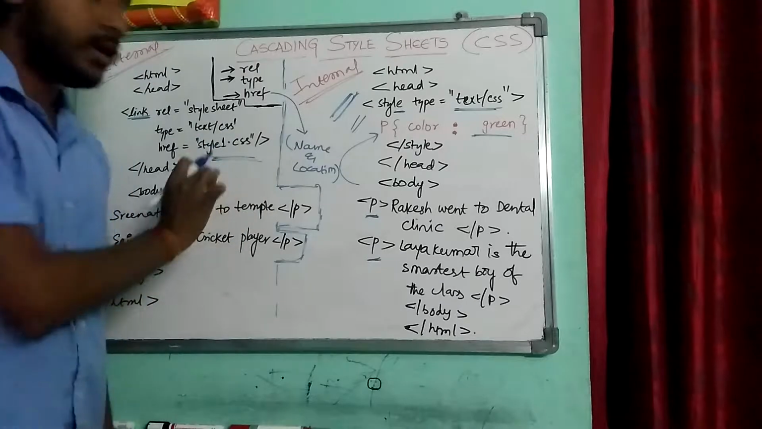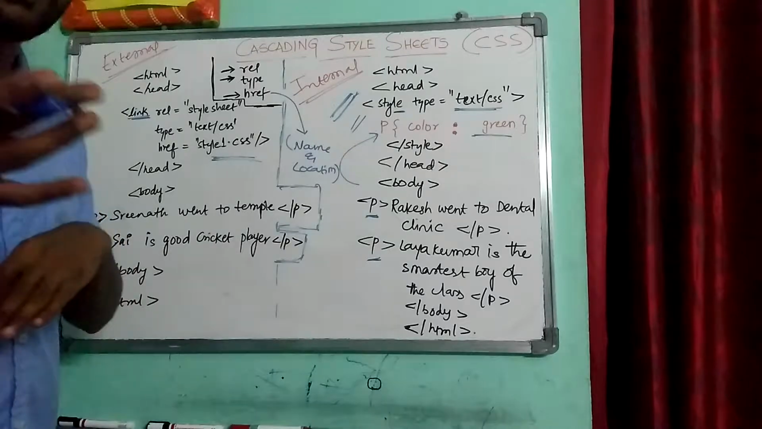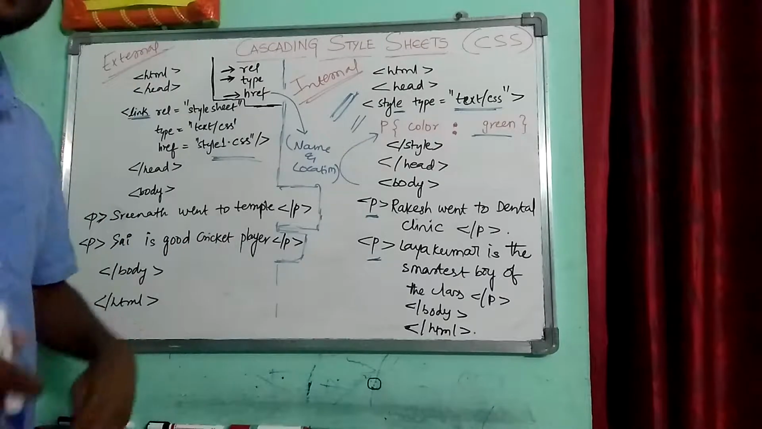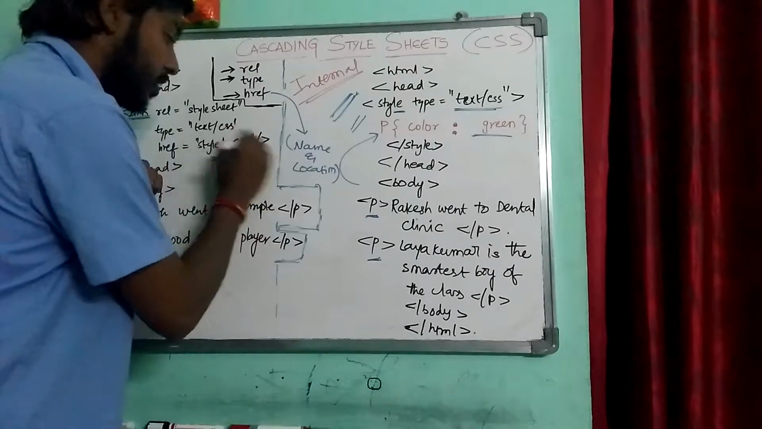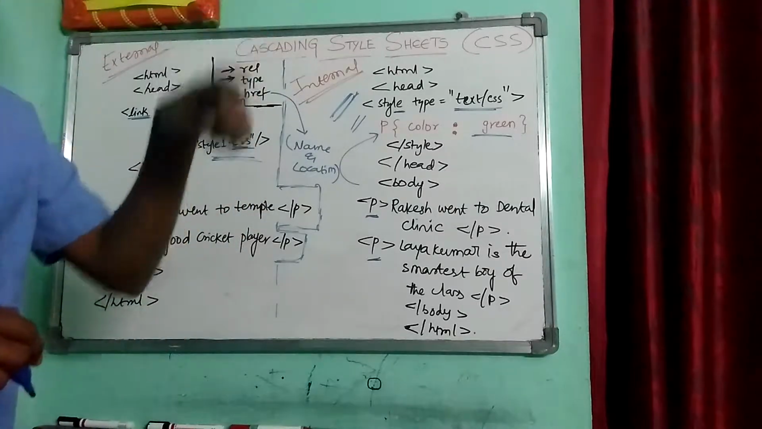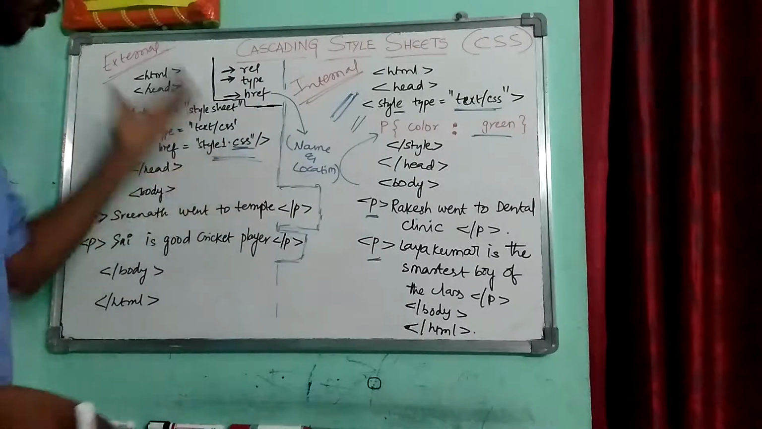I did not say it is style.css. It is style1.css, some other file. It's an external file which I want to style here. This is called style1.css. .css is the extension. That means it is another cascading style sheet which I want to style along with this style sheet.